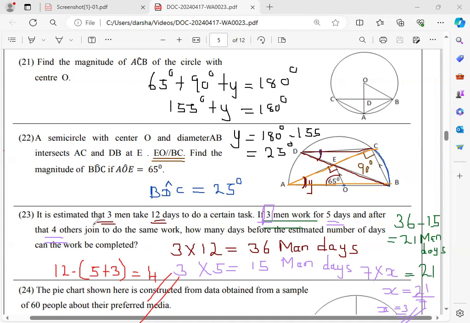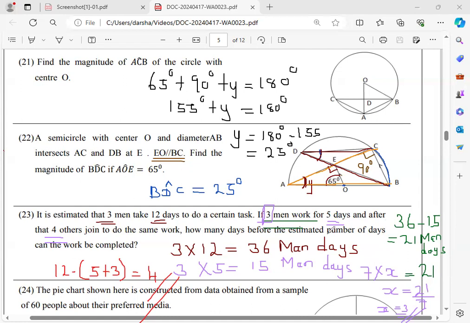It is estimated that 3 men take 12 days to do a certain task. That means 3 men taking 12 days means totally 36 man days we need. Out of that 36, within 5 days, 5 into 3, 15 man days of work has been completed. So how many man days of work is remaining? 36 minus 15, that is 21 man days of work remaining.